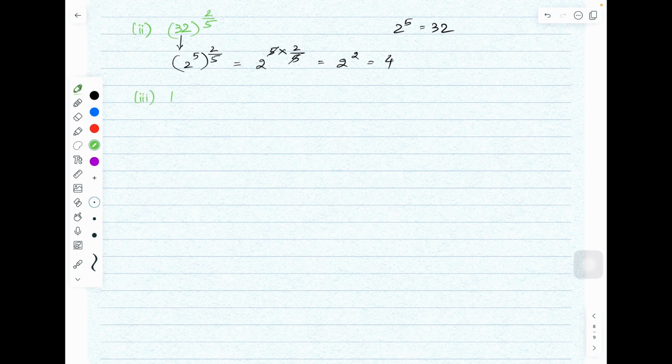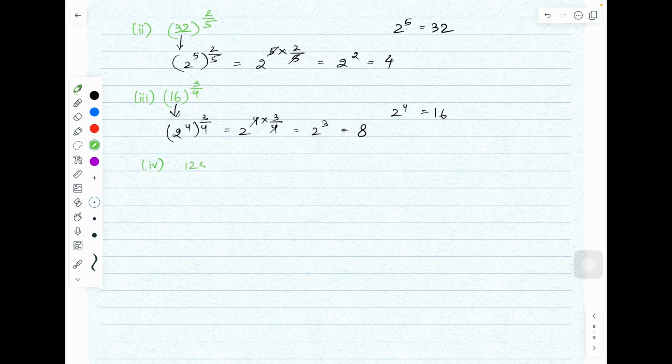The third question is 16 to the power 3 by 4. We know 2 to the power 4 is 16, so instead of 16 we write 2 to the power 4 to the power 3 by 4. Here the second law is applicable; we multiply the exponents: 4 into 3 by 4, the 4 got cancelled. So we get 2 to the power 3, which equals 8. Understood?